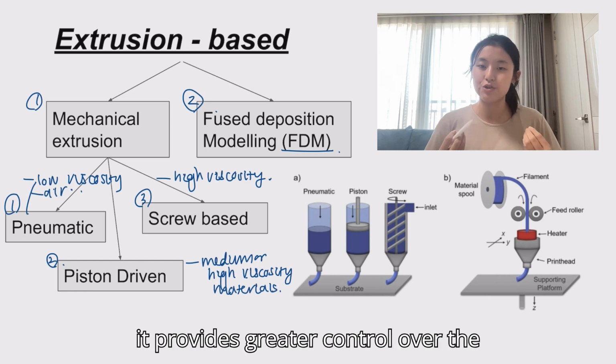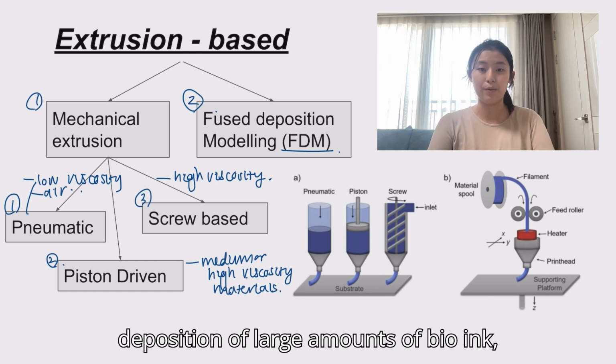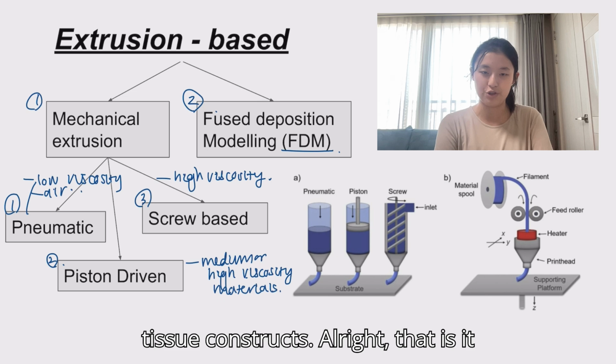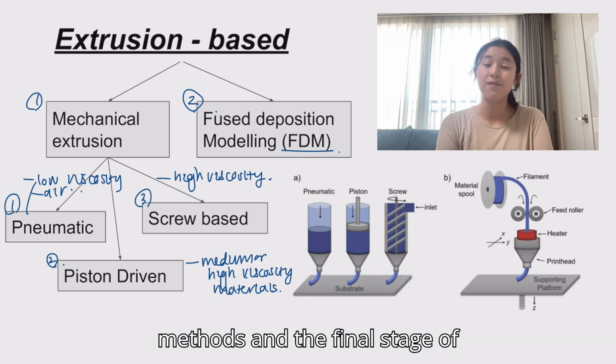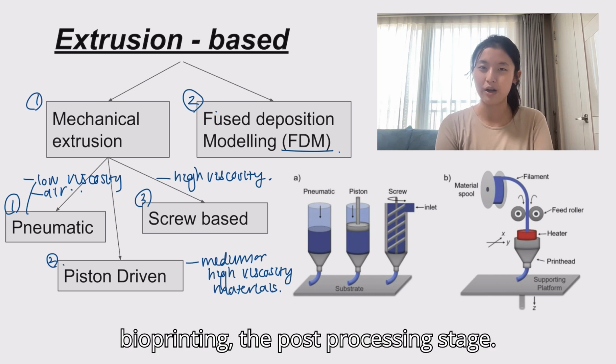Because it provides greater control over the deposition of large amounts of bioink, it is more suitable for printing larger tissue constructs. Alright, that is it for today, and in our next video we will be looking at the other two bioprinting methods and the final stage of bioprinting, the post-processing stage.